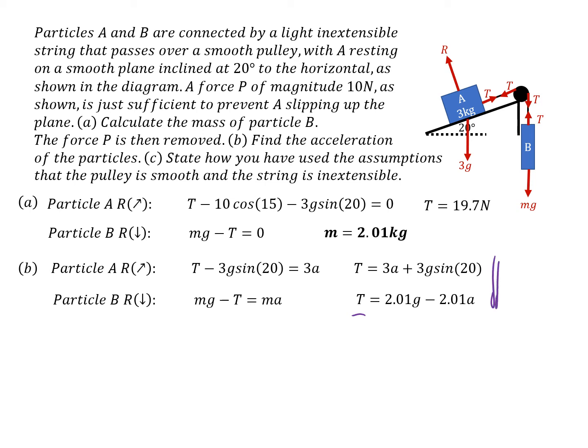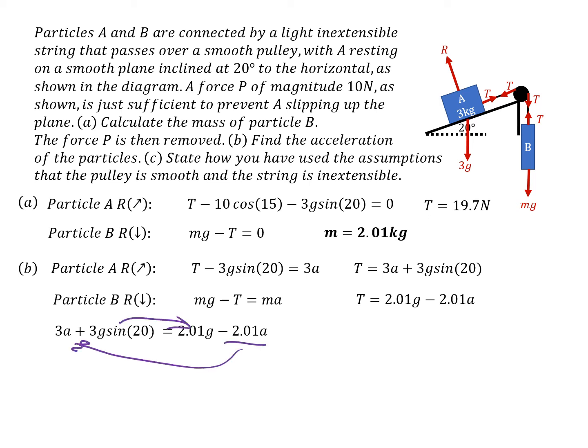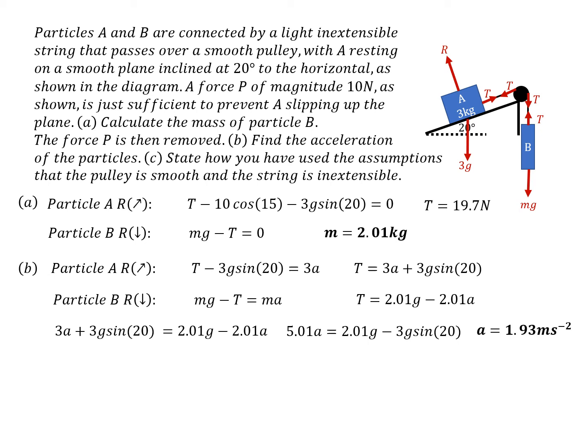I can solve them by making 3a plus 3g sine 20 equal to that. So then I take this term over to there, this term over to here, and I find that a is 1.93 meters per second squared. So that's part B completed.